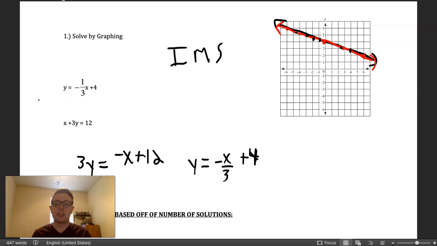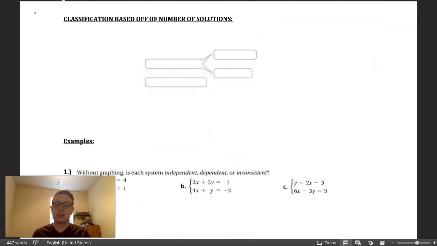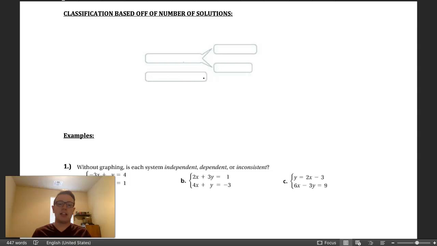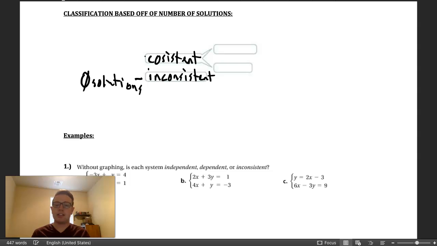And this brings us to an important distinction for systems of equations. We have two different types and sort of two different subtypes here of systems of equations. The first type we have are inconsistent equations. And an inconsistent equation is going to have 0 solutions. So an inconsistent equation is going to be parallel lines. The other thing we'll have is a consistent system. And consistent systems just mean there is a solution.